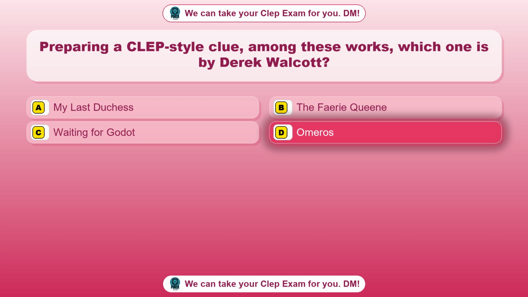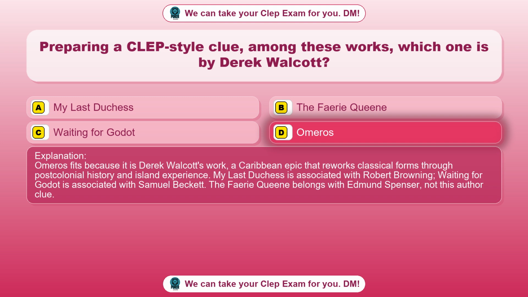Omeros. Omeros fits because it is Derek Walcott's work, a Caribbean epic that reworks classical forms through post-colonial history and island experience. My Last Duchess is associated with Robert Browning, Waiting for Godot is associated with Samuel Beckett. The Fairy Queen belongs with Edmund Spenser, not this author clue.